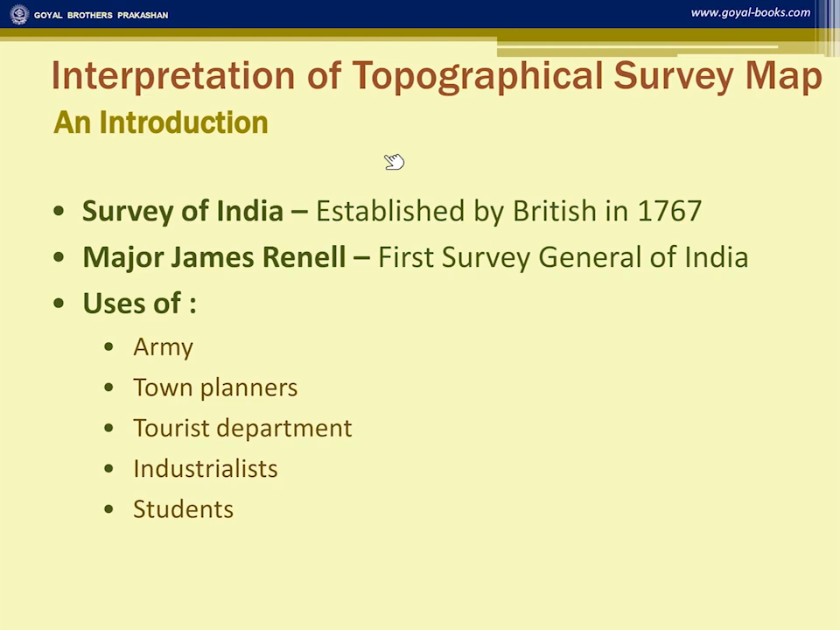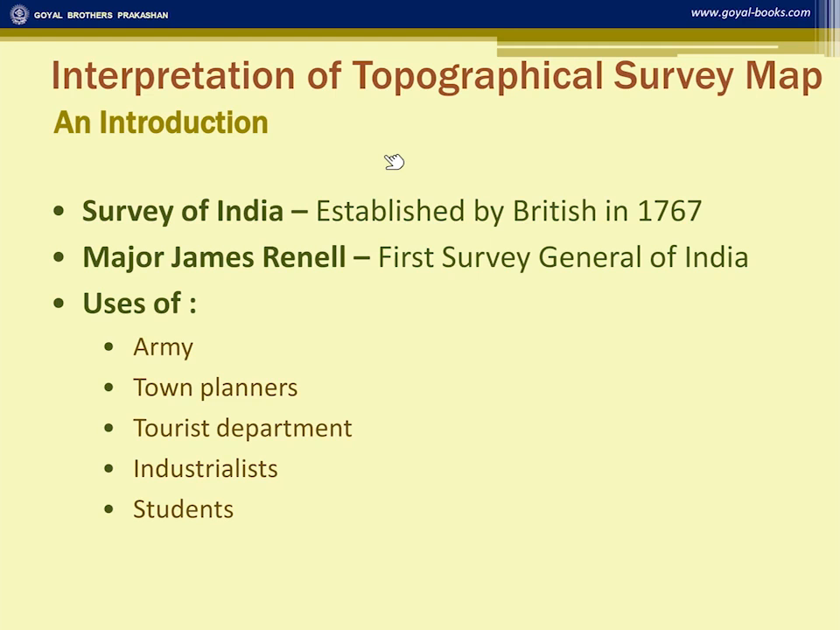The tourist department also uses the topographical survey sheets for bringing out the layout of the city. That gives us the location of the monuments and guidance for the tourists. This is very important for the tourist department. Only thing is that in the tourist maps, these maps are not drawn as per the scale. Topographical survey sheets are very useful for the industrialists.